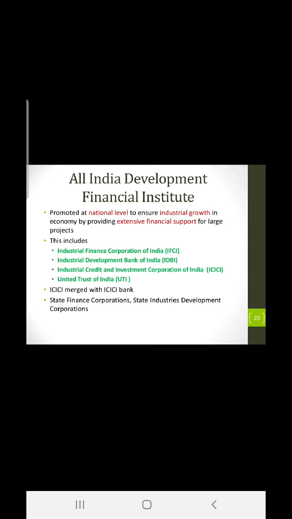Which entities are included in developmental finance? First is the IFCI. IFCI is the Industrial Finance Corporation of India. It was established very early after independence, in 1948. Next, the IDBI came into existence. IDBI is the Industrial Development Bank of India. You have heard this name many times. You have seen that bank as well. But it started as an industrial development bank. It started as a Development Financial Institute. But now it has become a universal bank. So it deals with you and me.